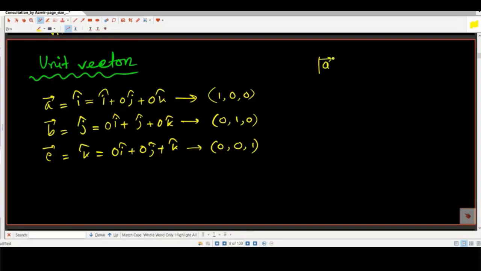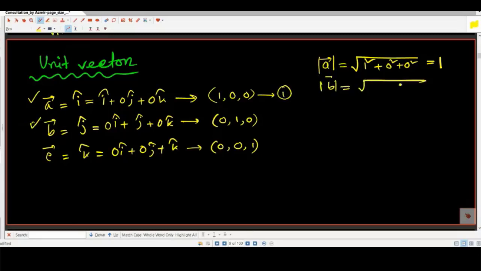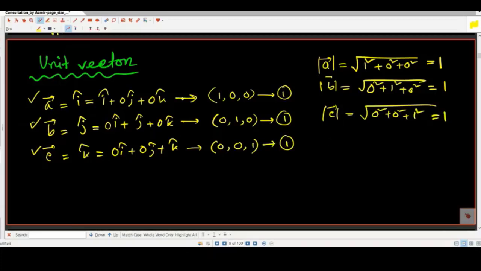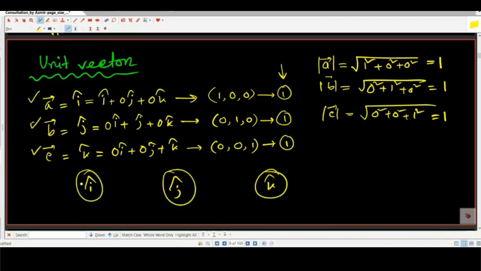If we want to find the length of a, we know it is square root of 1 squared plus 0 squared plus 0 squared. So it will be 1. So we can understand that the length of a vector is 1. Similarly, the length of b vector will be square root of 0 squared plus 1 squared plus 0 squared, that is equal to 1. So the length of b vector is also 1. Similarly, the length of c vector will be 1. So that means these three vectors are unit vectors. So that's why i, j, and k, these three vectors are called the standard unit vectors or standard basis vectors.